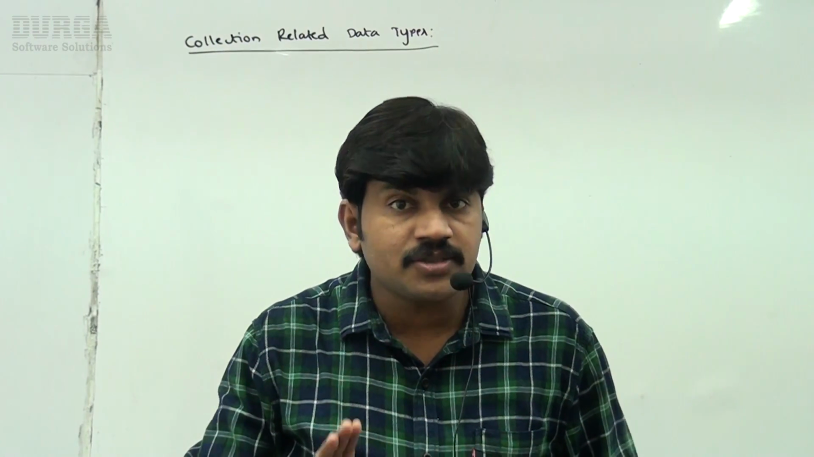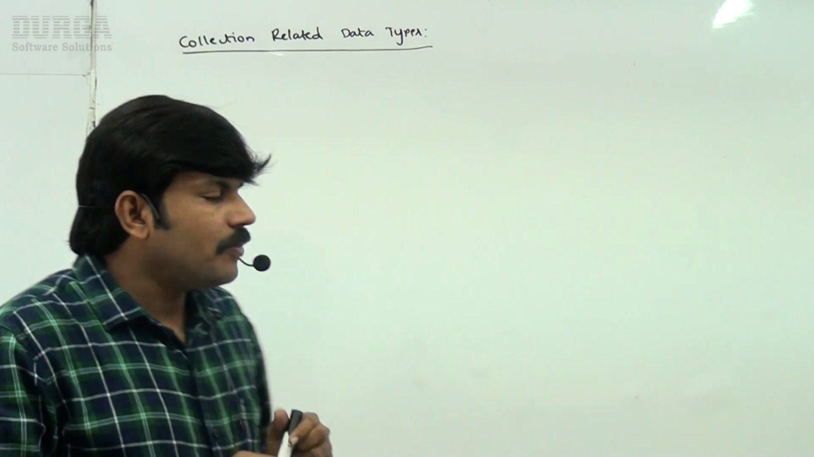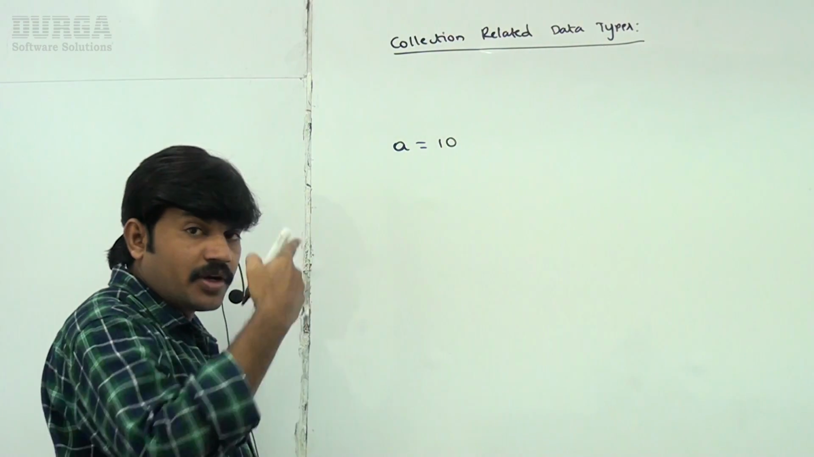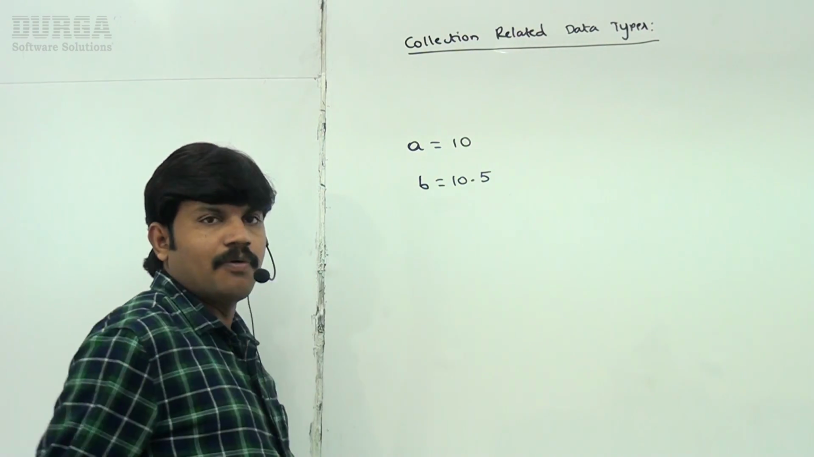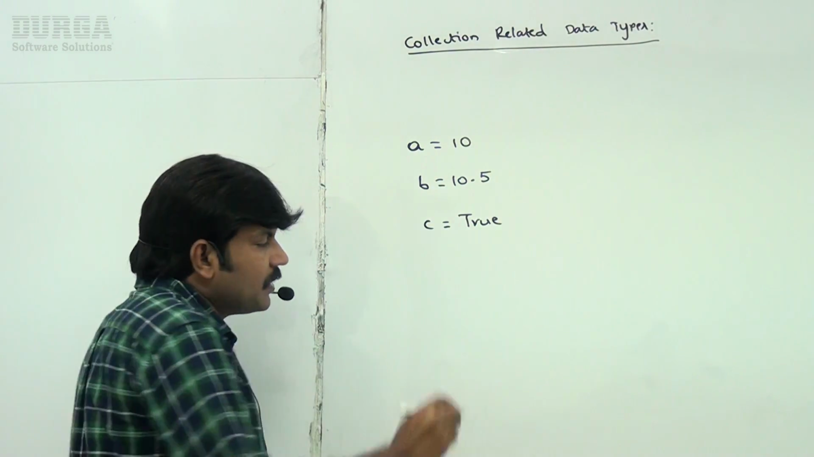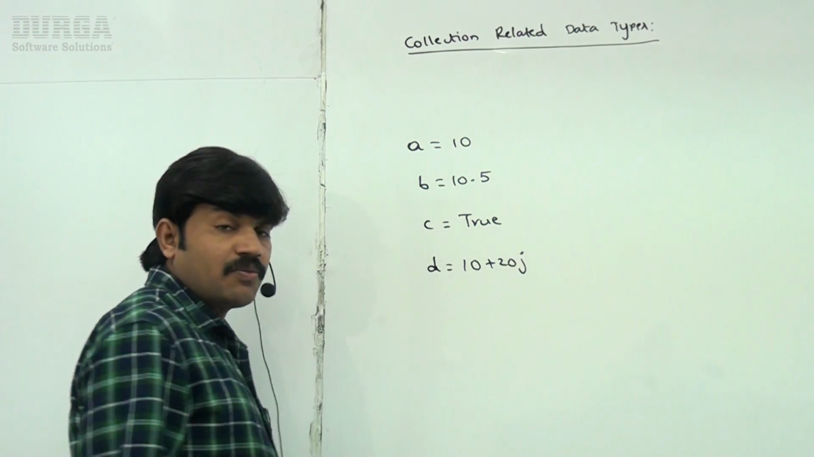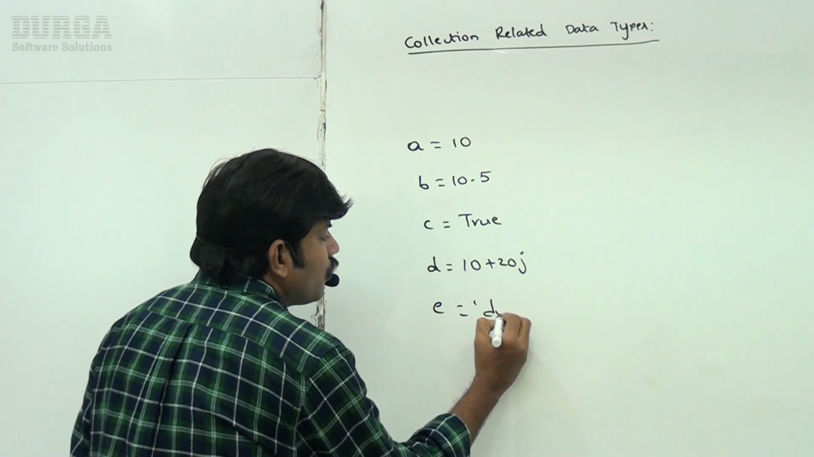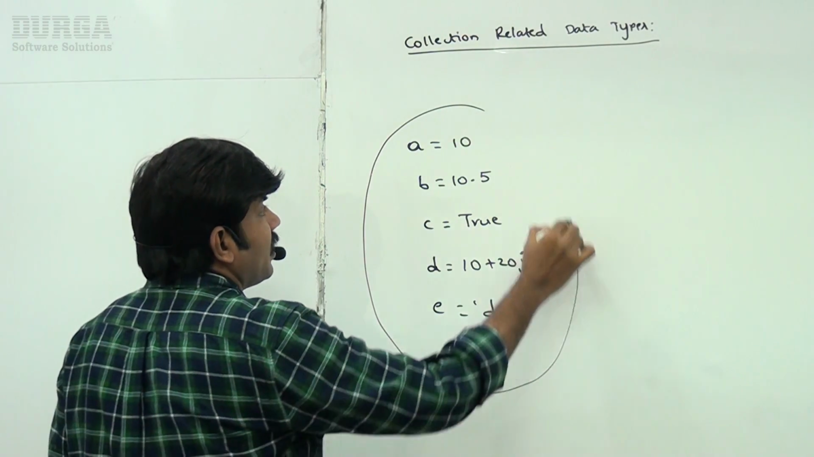Hi friends, in the last videos we covered fundamental data types very clearly. Now observe, sir, if I consider A is equal to 10, can you please tell what is the type of this one? Integer type. B is equal to 10.5, float type, sir. If I take C is equal to True, boolean type. Next, D is equal to 10 plus 20j, what type is this, sir? Complex number. Next, E is equal to Durga, like I'm taking, it is the string type. These are the 5 fundamental data types we covered, sir.